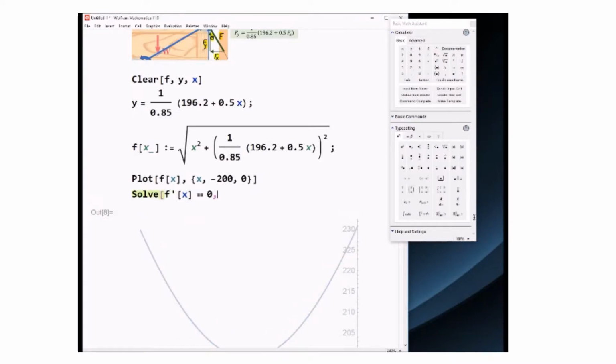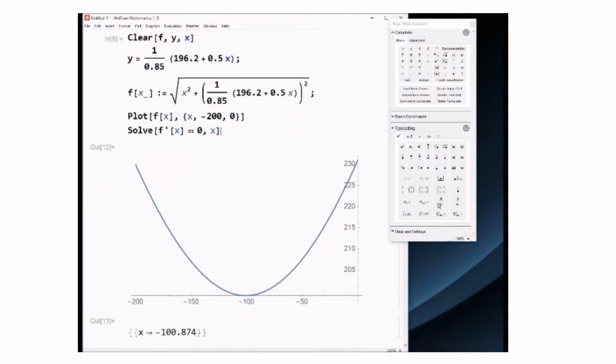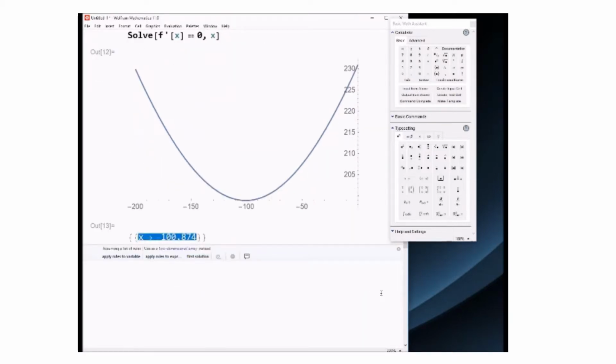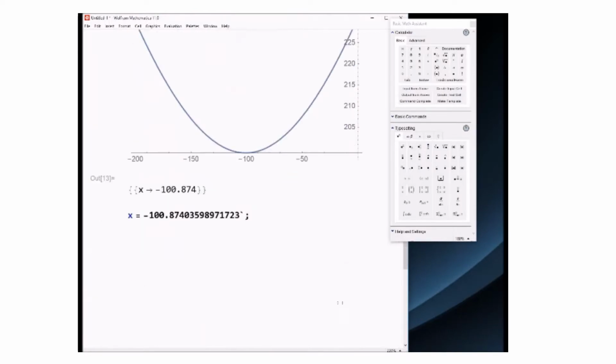I want to find the minimum. The minimum is where the slope goes to 0, or where the derivative goes to 0. And Mathematica will solve this for us. It does the calculus for us, solves where the minimum is, and then we can just plug this value for where the minimum happens into what the y component is, and then we can use those two components of our force to find the angle that this is going to happen with.